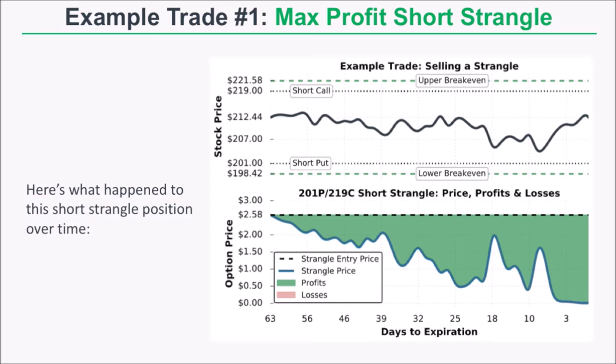Now on the bottom part of the graph, we can see the price of the strangle through time. So when we entered the strangle, it was trading for a net credit of $2.58, and as we can see, the value of that strangle dwindled away as time passed, and at expiration, the position was worth $0. So for selling the strangle for $2.58, since it expired worthless, this would yield a profit of $258 per short strangle.